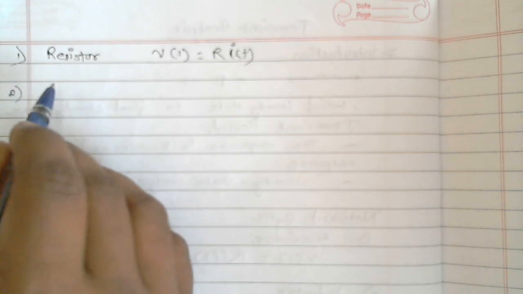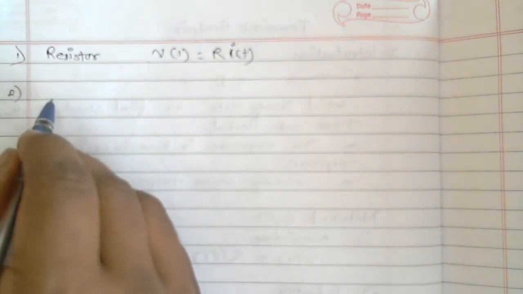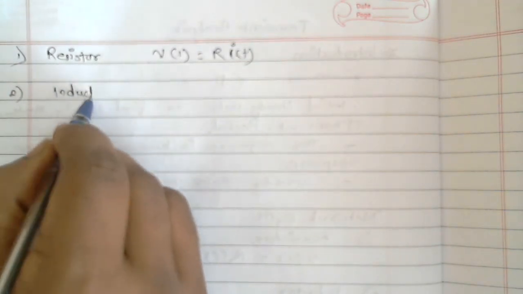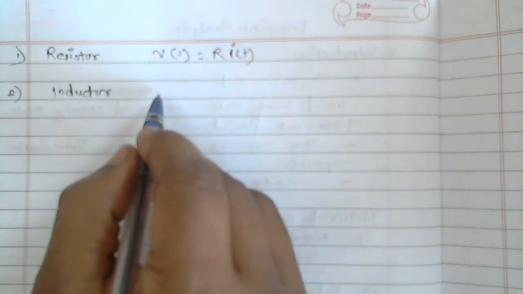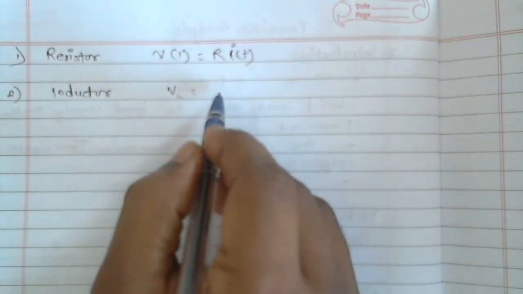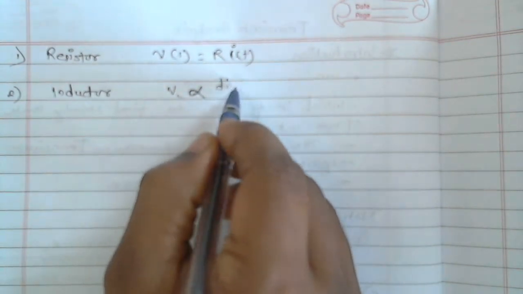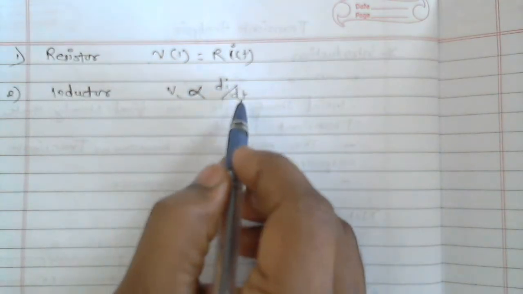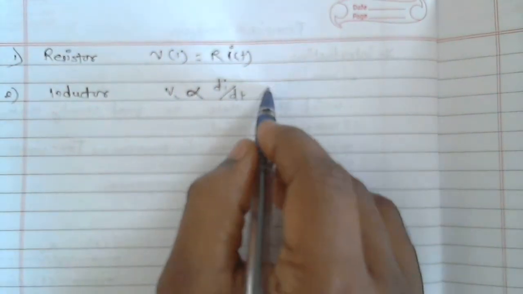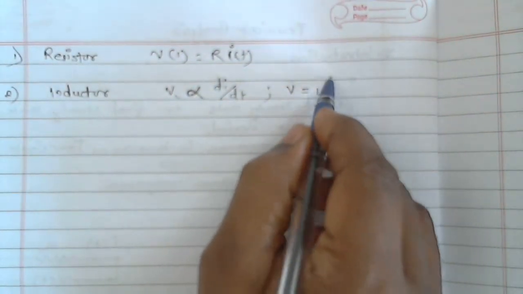Is this condition the same with the inductor? No. What happens with the inductor? The voltage across the inductor is proportional to the rate of change of current, or else I can write v equal to L di by dt.